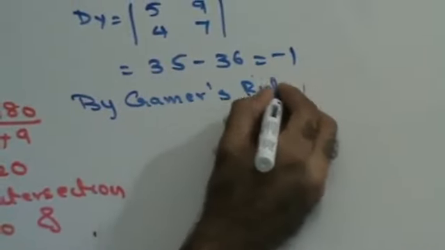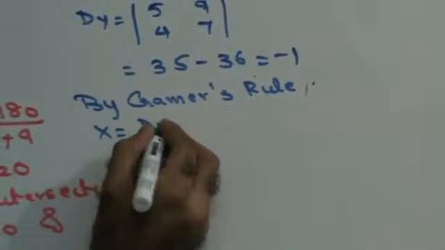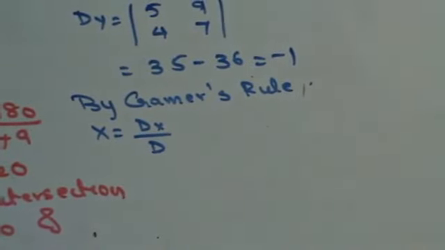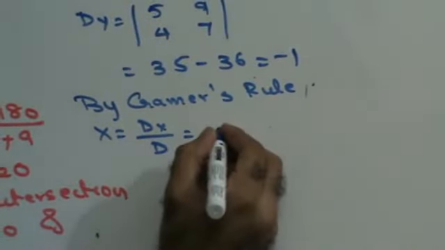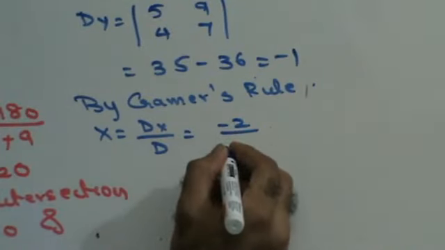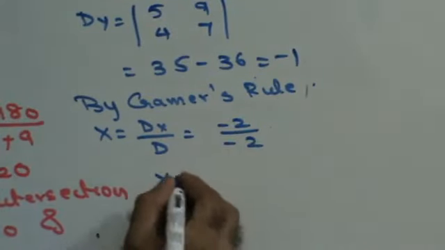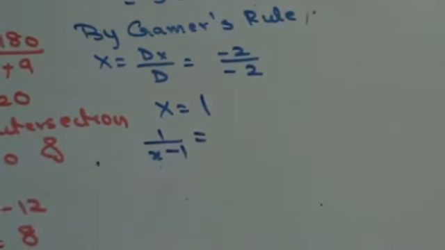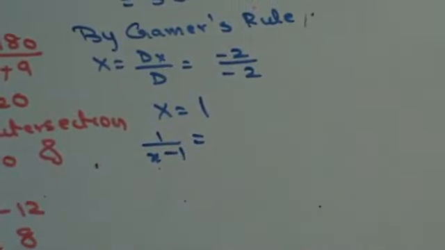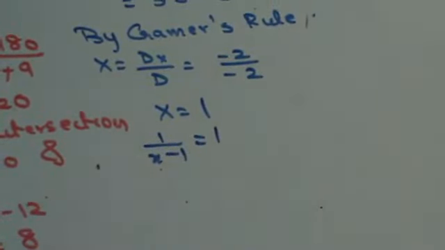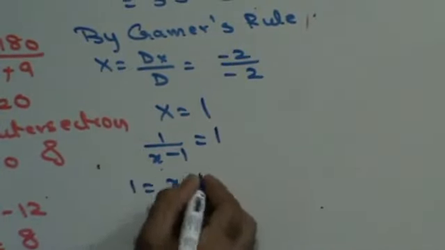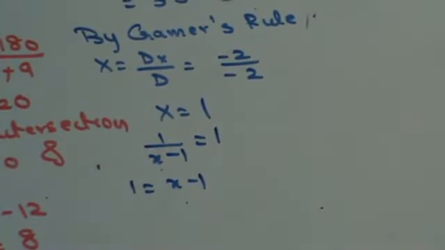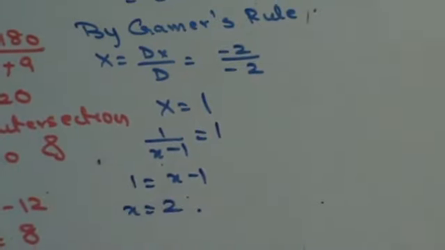If I apply Cramer's rule, then I can say X is equal to Dx upon D, right? Dx is minus 2 upon D, minus 2. So I'll get capital X is equal to 1. But what is the value of capital X? The value of capital X is 1 upon x minus 1. So I will substitute: 1 upon x minus 1 is equal to 1. Cross multiply. So I'll get 1 is equal to x minus 1, so x is equal to 2.